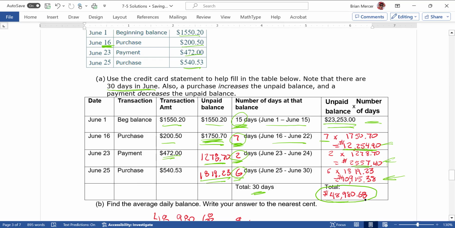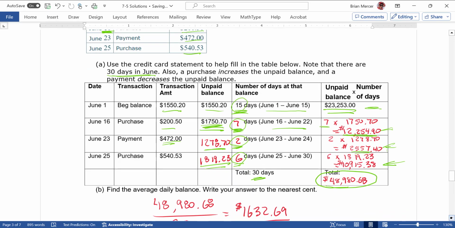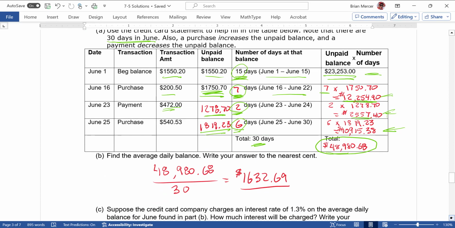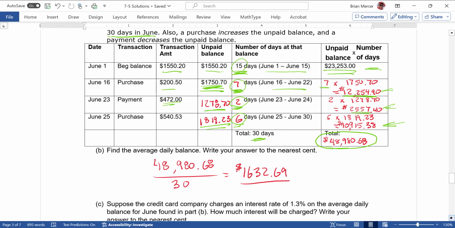$48,980.68. And then to get the average daily balance, you divide those two numbers. So divide the 48,9 something by 30. That means your average daily balance was $1632.69.